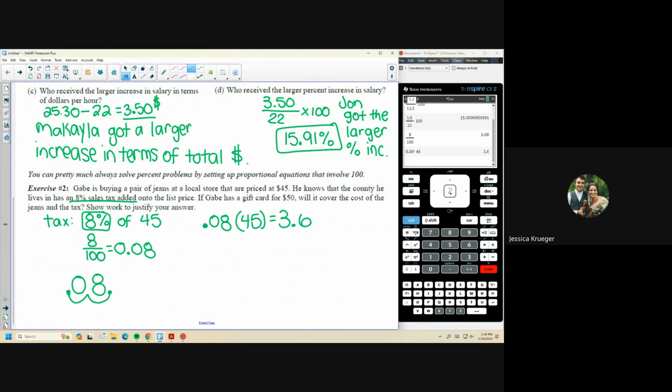Always go back and say, okay, if this is a tax, do I add it onto the price or take it off? Well, we're going to add it on because tax is what you pay on top of the cost. So the total cost will be $48.60. And yes, there will be enough money because they've got $50. Okay.